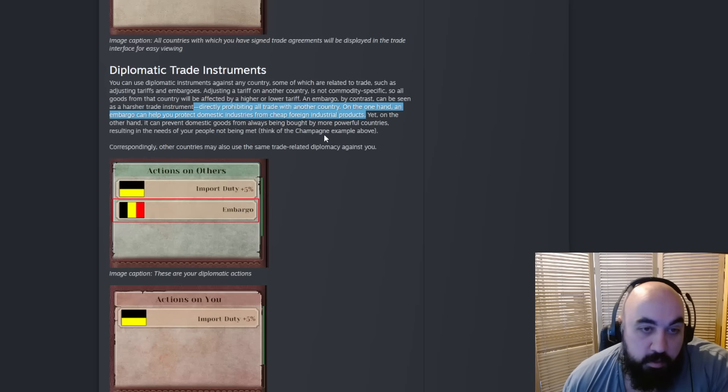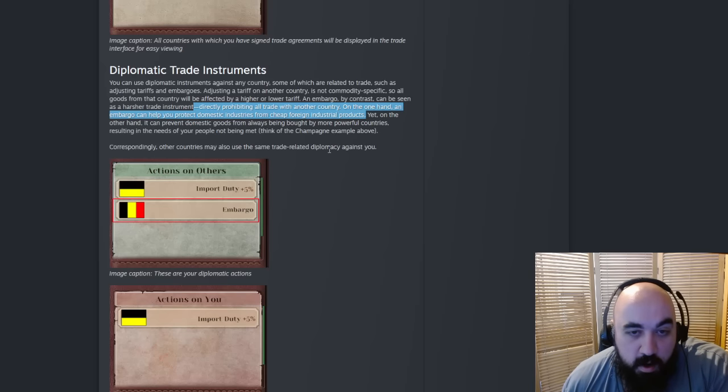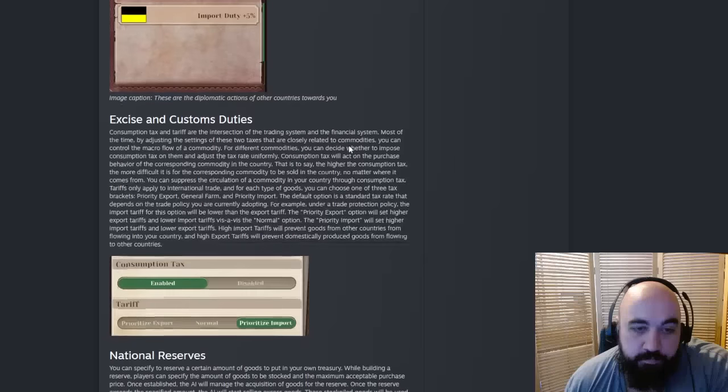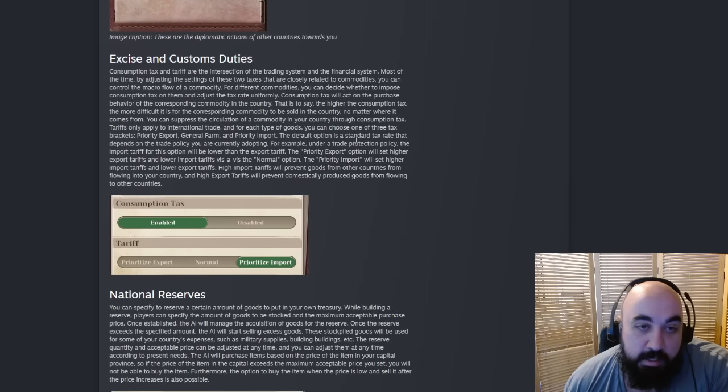Yet on the other hand, it can prevent domestic goods from always being bought by more powerful countries, resulting in the needs of your people not being met. Think of the champagne example. It can prevent domestic goods from always being bought by more powerful countries. Yeah, sure. So you don't have to let them drink champagne. Correspondingly, other countries may use the same trade-related diplomacy against you. Okay. Excise and custom duties.